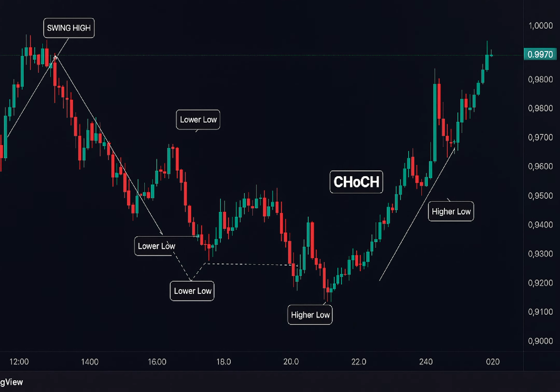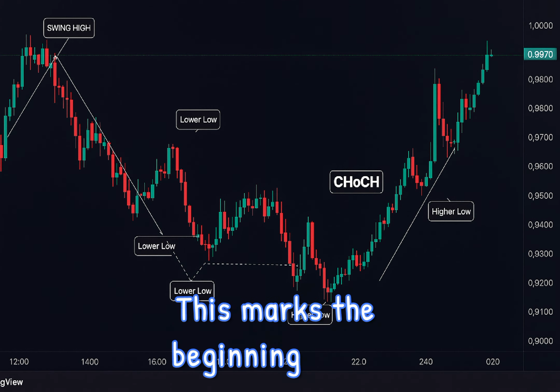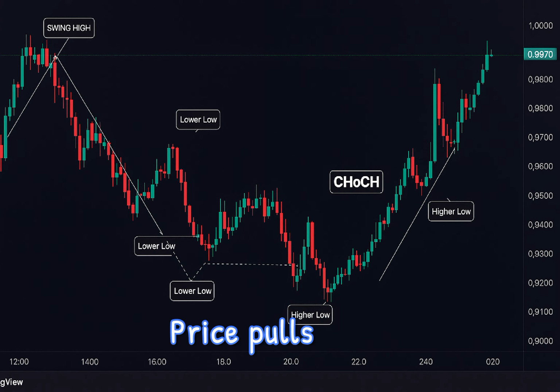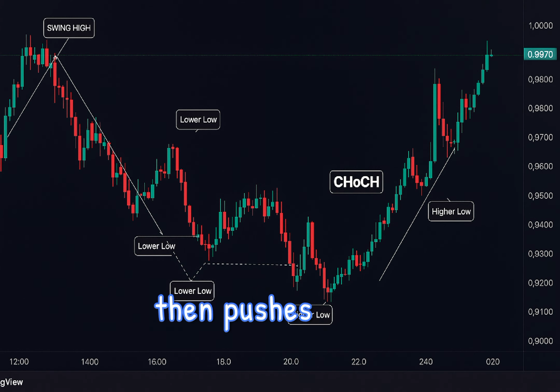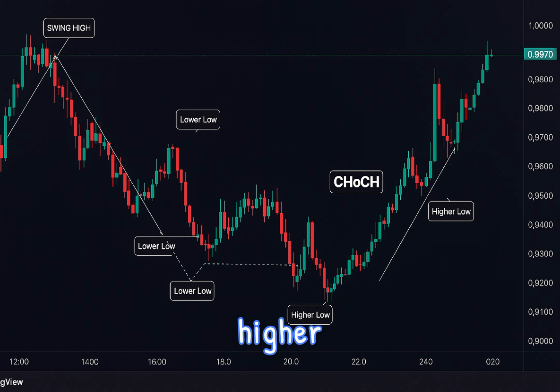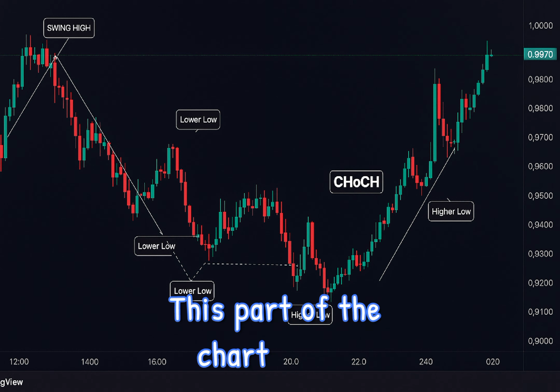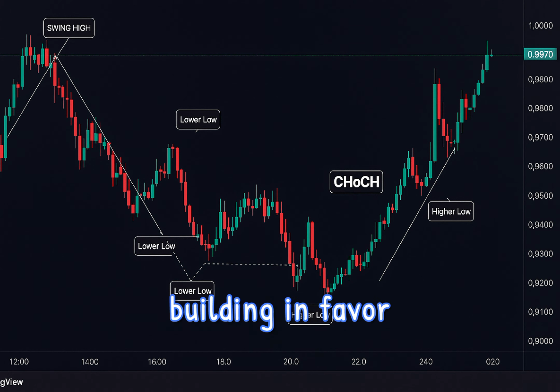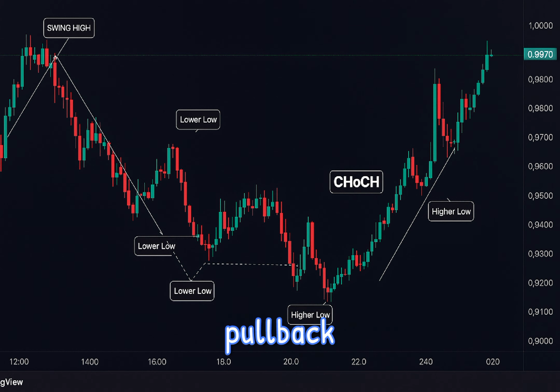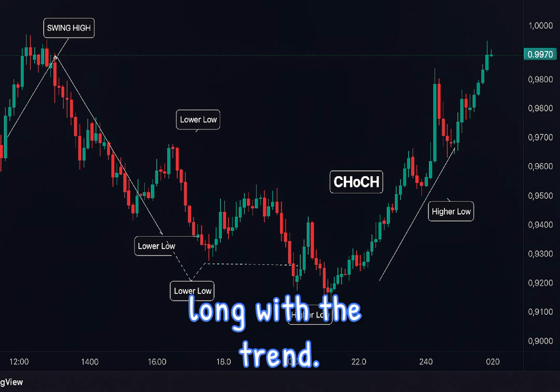demand zones. After the CHoCH, we begin to see a new structure forming, higher lows, HL, and higher highs, HH. This marks the beginning of an uptrend. Price pulls back, forms a higher low, then pushes above the previous high, confirming the bullish structure. These higher lows act as strong support areas where institutional buyers often place their orders. This part of the chart shows momentum building in favor of the bulls, and every pullback becomes an opportunity to go long with the trend.